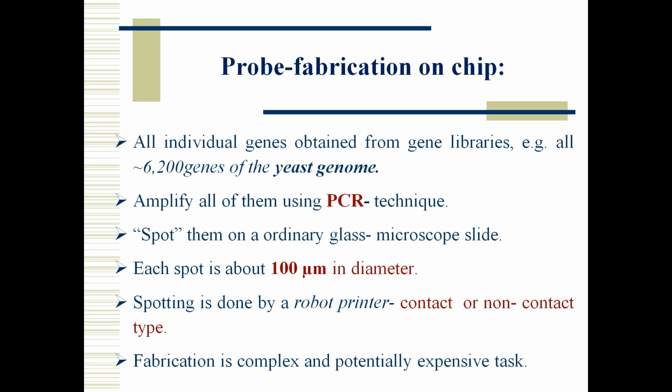So the method of probe fabrication of the chip is that all individual genes are obtained from the gene libraries. For example, all 6200 genes of the yeast genome are amplified by using the polymerase chain reaction technique. Then they are spotted on ordinary glass or microscopic slides. Each spot is about 100 micrometers in diameter. Spotting is done by a robotic printer, contact or non-contact type, and fabrication is complex and potentially expensive work.